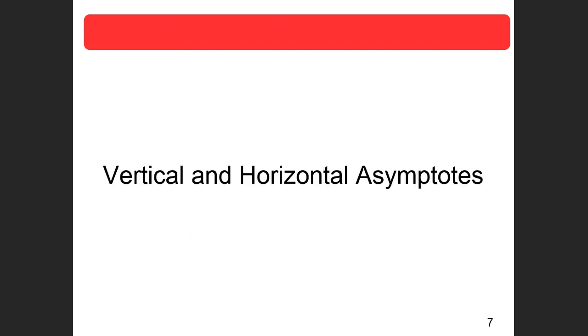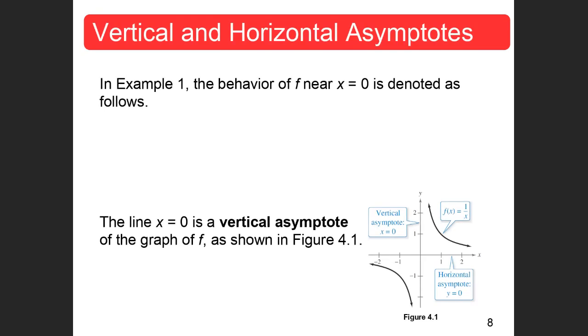All right. So how do we find vertical and horizontal asymptotes? Vertical asymptotes, super easy. Whatever makes the denominator equal to 0, that is a vertical asymptote. Okay, so let's go back to this problem. 1 over x. The vertical asymptote is right here, x equals 0. There's also a horizontal asymptote at y is equal to 0.